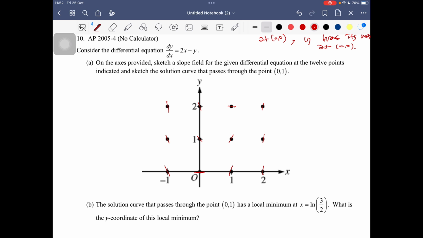And sketch the solution passing through (0, 1). So this seems decreasing. So we can make it decrease, and at some moment it turns to increase.